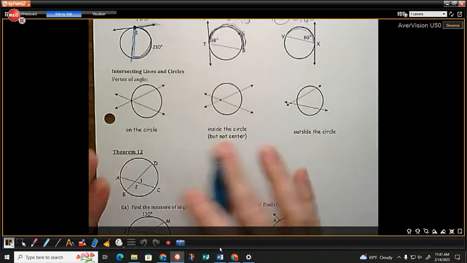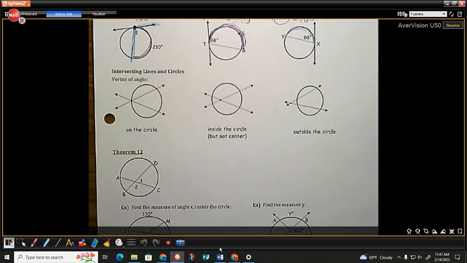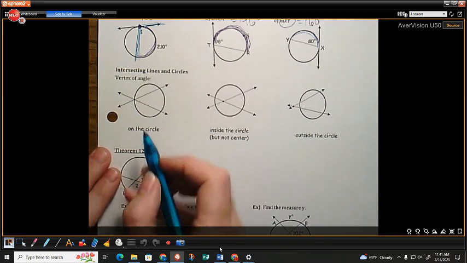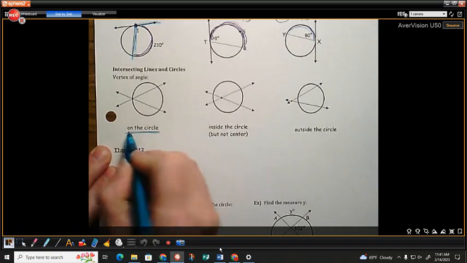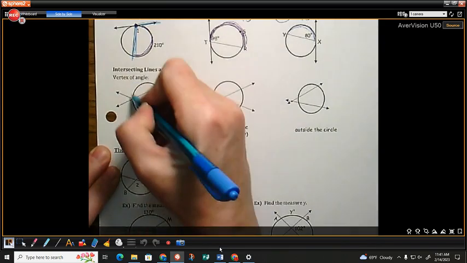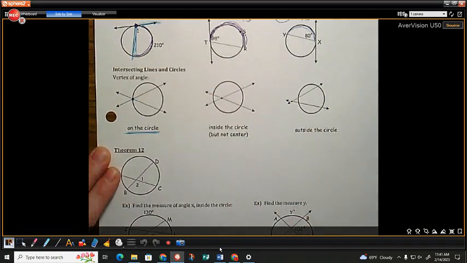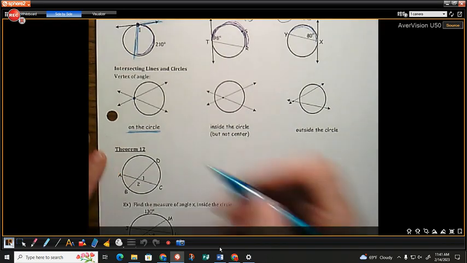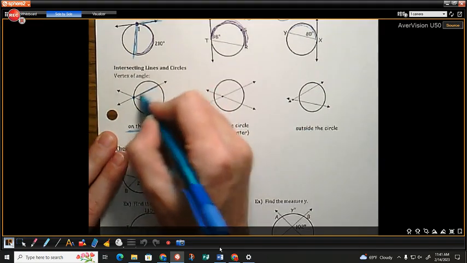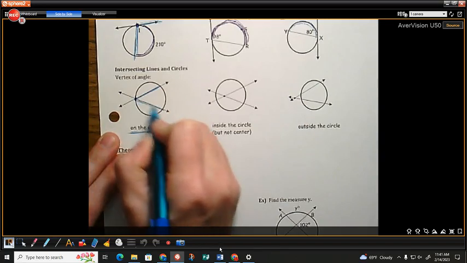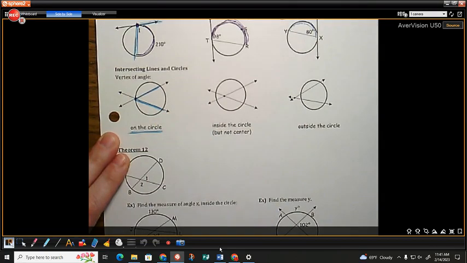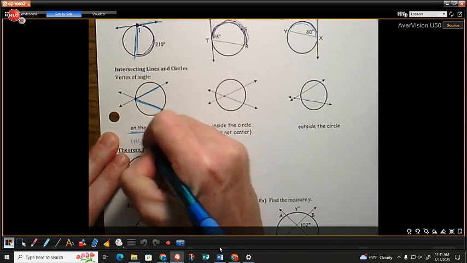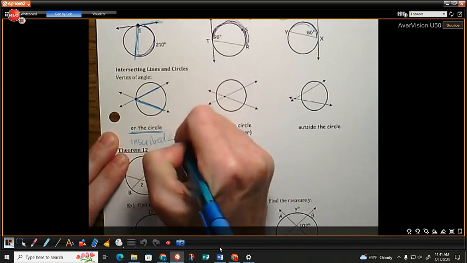Okay, so now in a circle there are different ways that lines and chords and secants and things can cross. You could have lines crossing on the circle, like that. What kind of angle do you end up with if you cross on the circle? Inscribed angle. Okay?